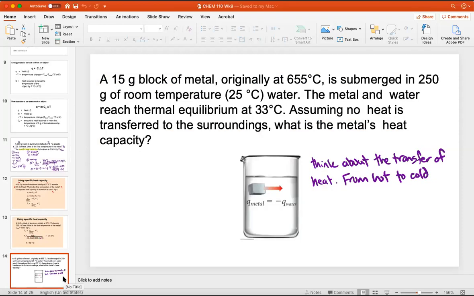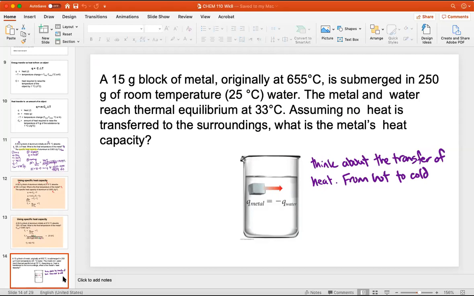So if we take a look at another example, we have a 15-gram block of metal that was originally at 655 degrees Celsius. If we submerge that in 250 grams of room temperature or 25 degrees Celsius water, then the metal and water are going to reach thermal equilibrium. So how do I know when it's reached thermal equilibrium? Well, the temperature is not going to change. So both the metal and the water are now both going to be at 33 degrees Celsius.